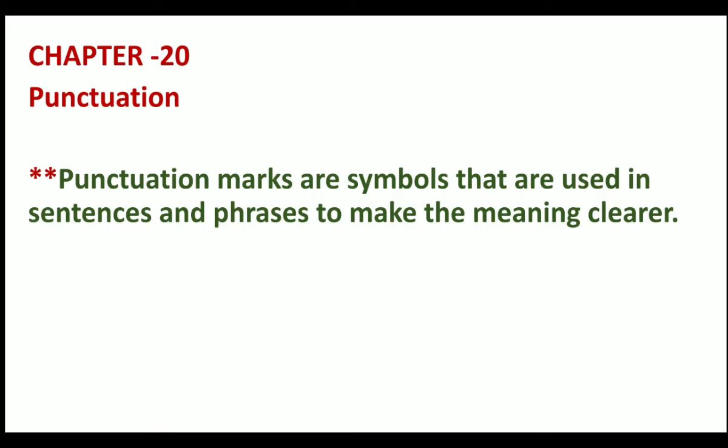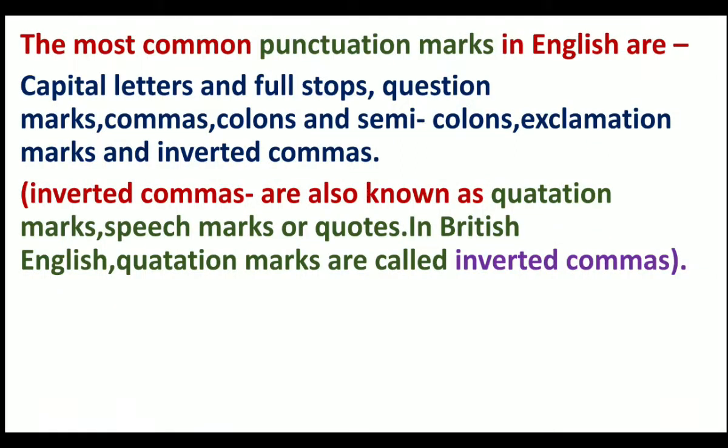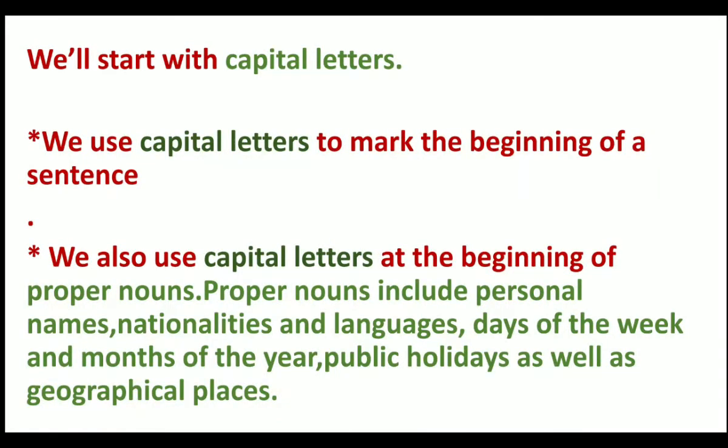Alright, let's get started. Punctuation marks are symbols that are used in sentences and phrases to make the meaning clearer. So the most common punctuation marks in English are capital letters and full stops, question marks, commas, colons and semicolons, exclamation marks and inverted commas. Inverted commas are also known as quotation marks, speech marks or quotes. In British English, quotation marks are called inverted commas. So we'll start with capital letters.